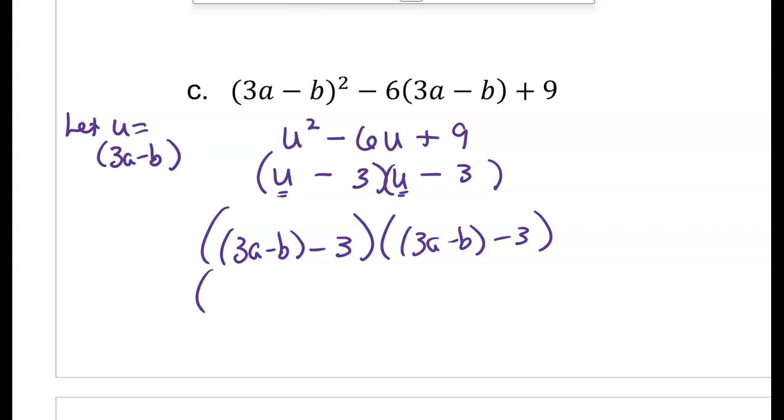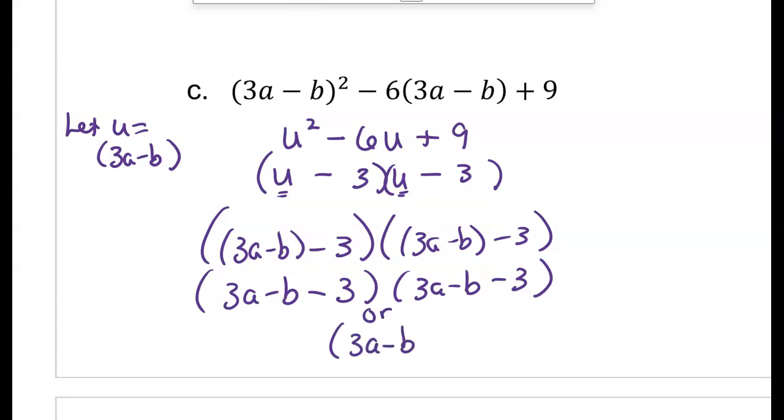And then we got to do the math. So we got 3a minus b minus what? And we know it's going to be 3a minus b minus 3. Is there any simplifying we could do with that? No. So that one is as good as it's going to get. Look how nasty that looked. Okay. But we could also write it as 3a minus b minus 3 squared.